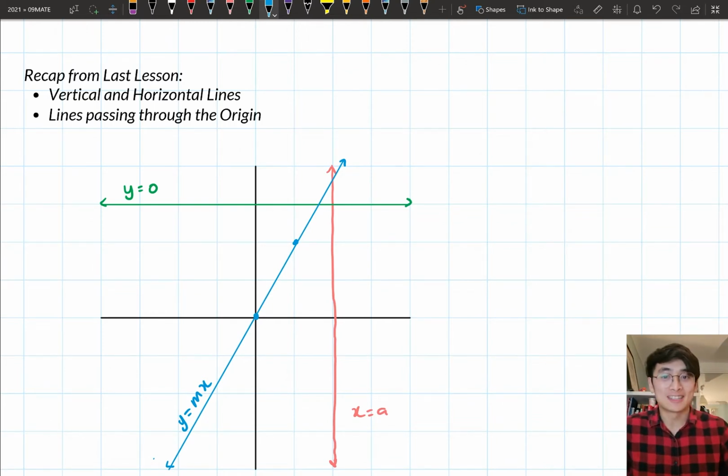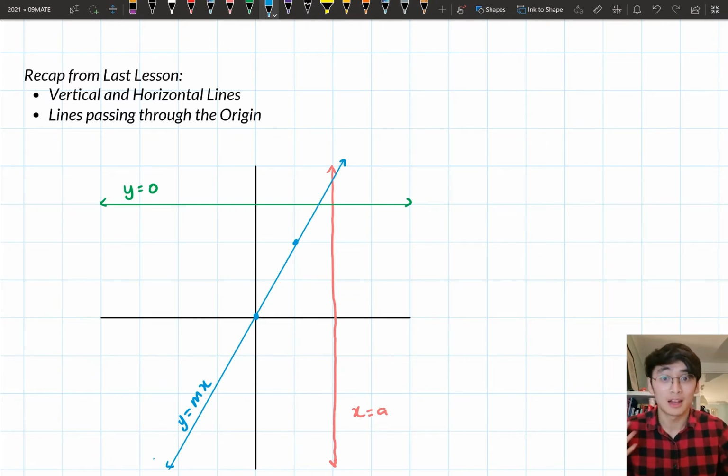So what we're going to be talking about today is the gradient. In particular, when you graphed those lines of y is equal to mx, we wanted to describe what was different about each one of them. And what made them different was that they had different angles or different slopes at which they were drawn. So that's what the gradient actually measures.